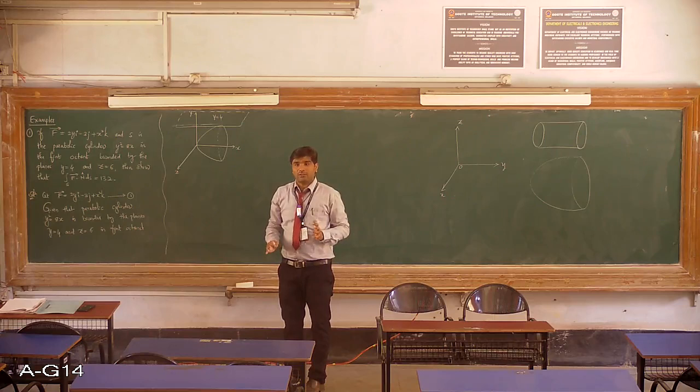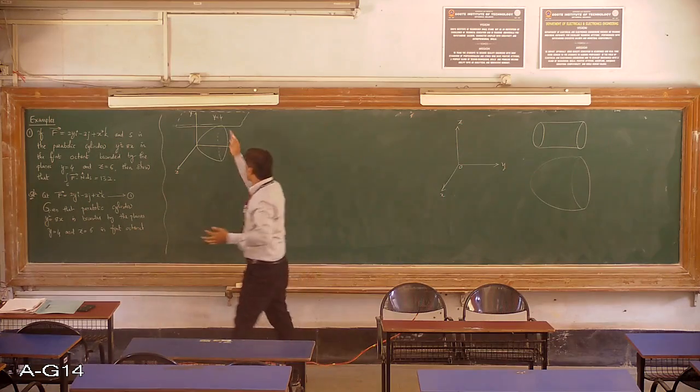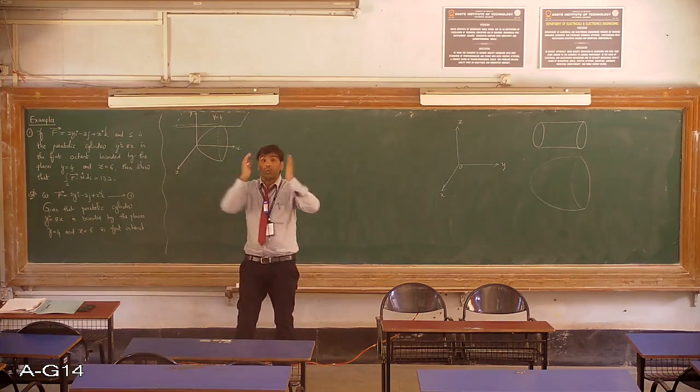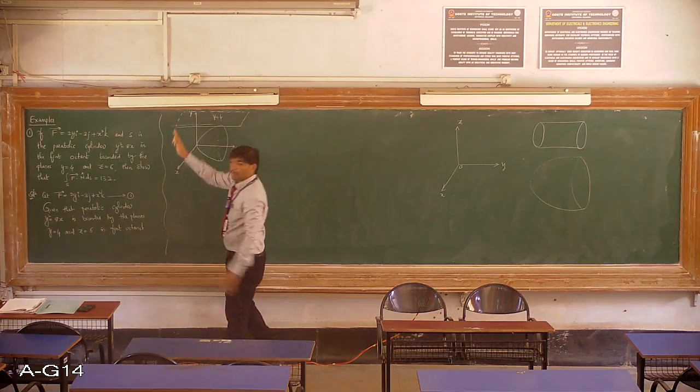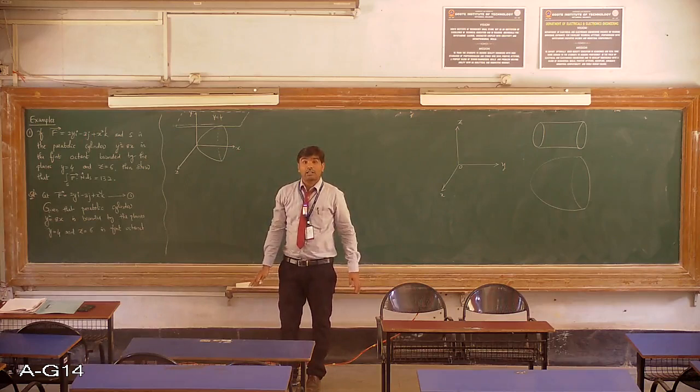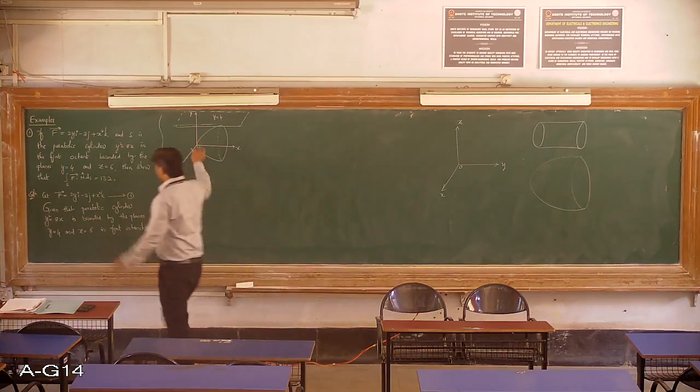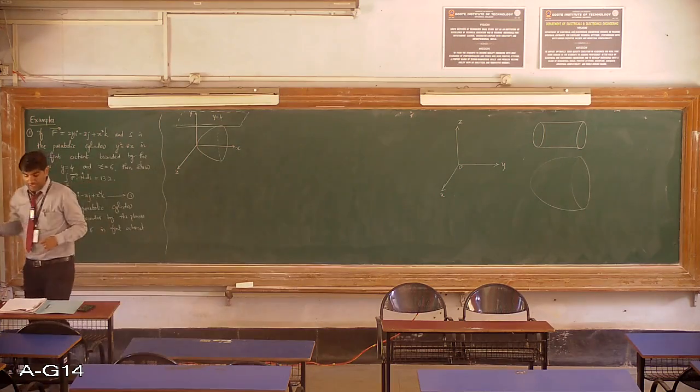Then what will you get? For example, if you get such a cylinder and you project it on the yz plane, from here, that's what the yz plane is here. If you project it on that, then what will you get? That is what we need to write in this particular example.